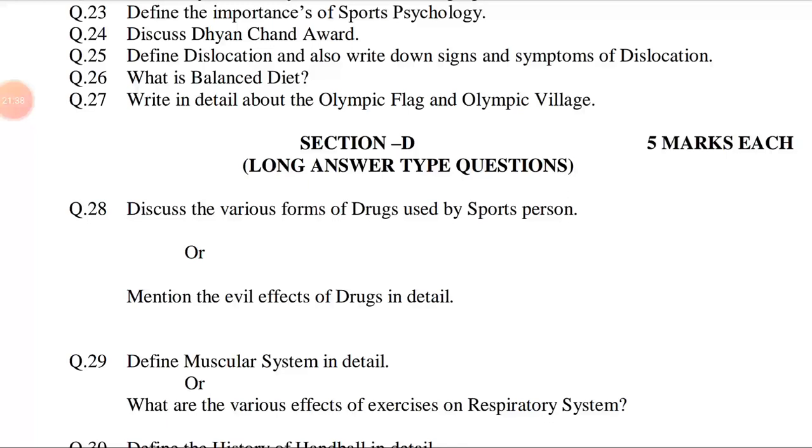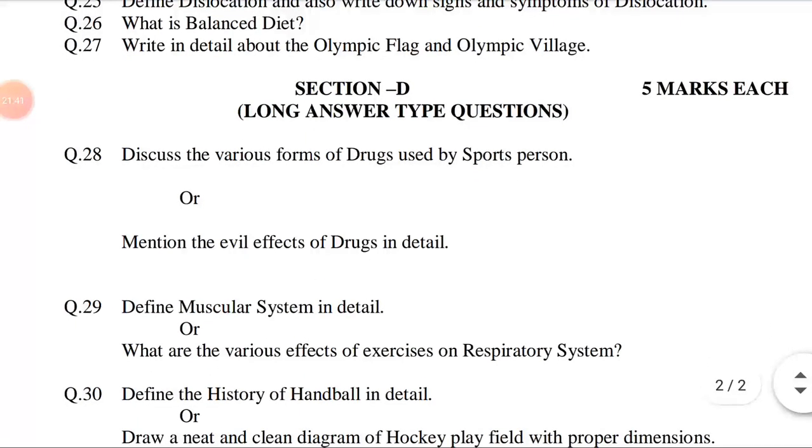Question number 26. What is balanced diet? This question is related to chapter number 9, Diet and its importance in physical development. What means asking for information? Answer may be first write about diet and then constituents of diet means proteins, vitamins, carbohydrates, fats, minerals, etc.